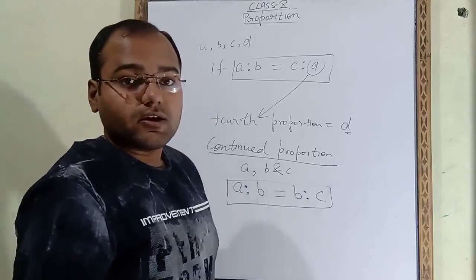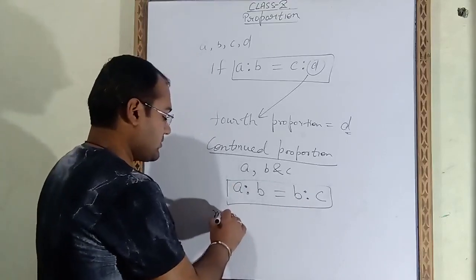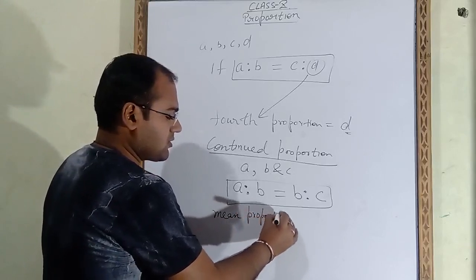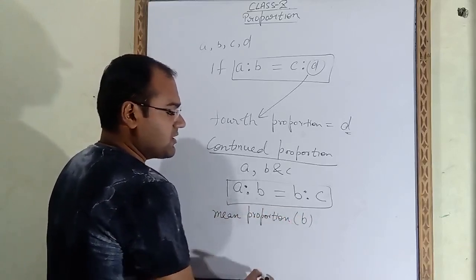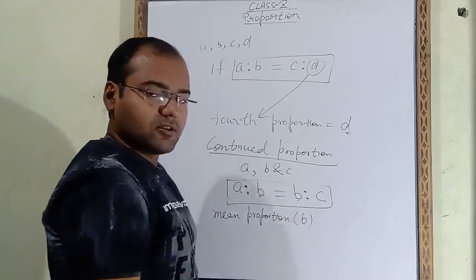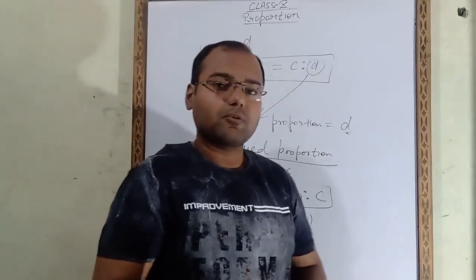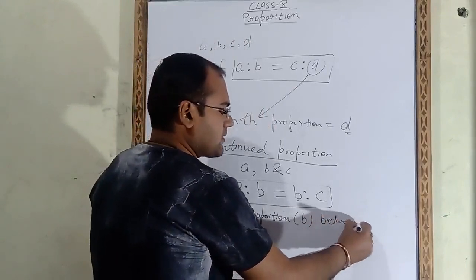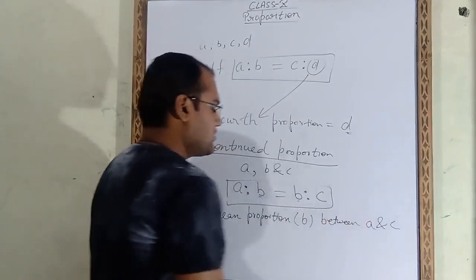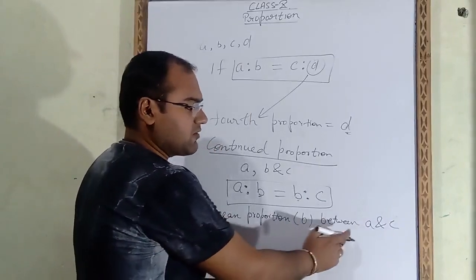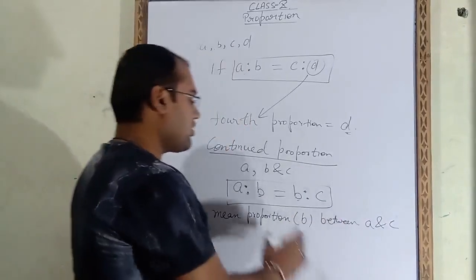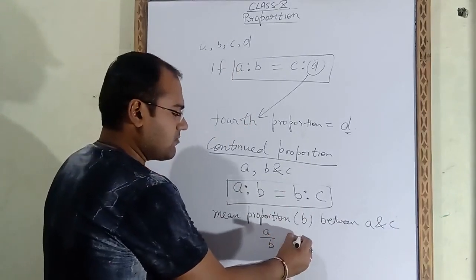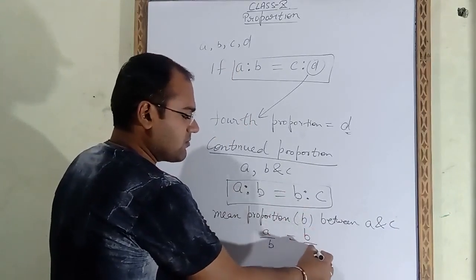Now mean proportion. The next term is mean proportion. Mean proportion means B, this value of B. This B is called the mean proportion between A and C. So B is the mean proportion between A and C. In order to find the value of B, first of all we will take in upon form, A upon B is equal to B upon C.